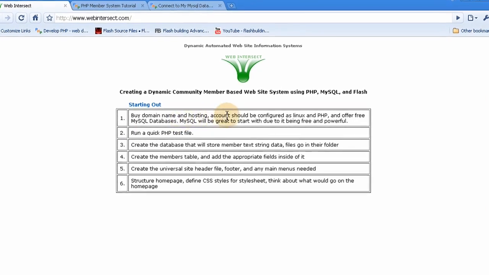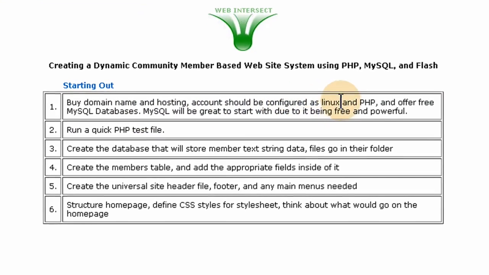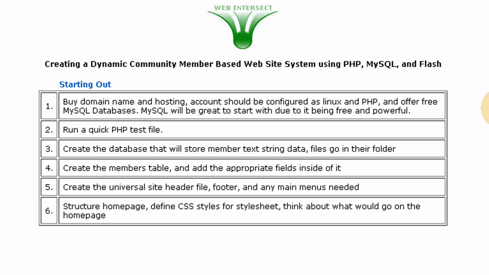So the first thing you want to do is, once you get your domain name and hosting account, make sure you set your hosting account as Linux and PHP. Maybe when you buy it, if you get the choice between Windows and ASP or Linux and PHP, choose Linux and PHP because that's what we're going to be using in the system. And if you're on a Windows and ASP server, it might not work for you.